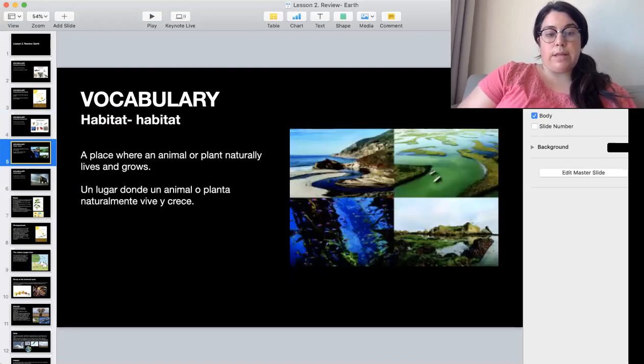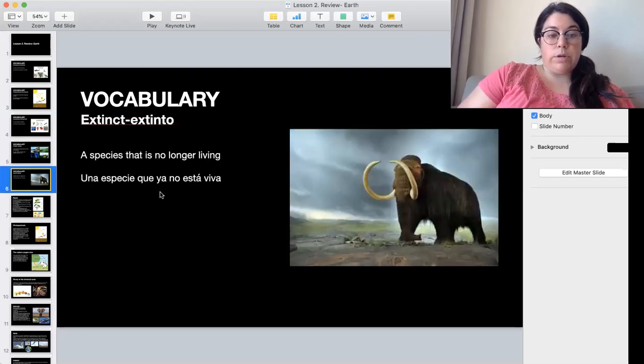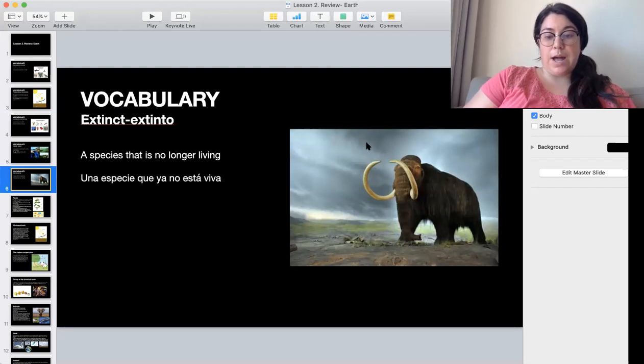Then you have the word habitat, a place where an animal or plant naturally lives and grows. And here I have some pictures of different habitats. Then you have the word extinct, extinto, a species that is no longer living, like this woolly mammoth.